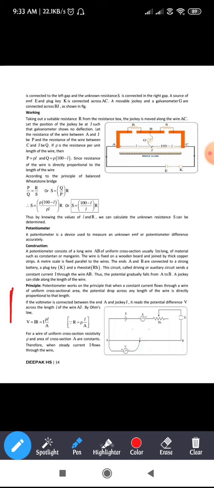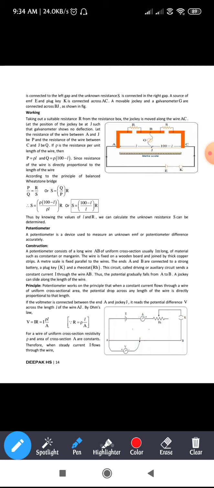So the principle of the potentiometer says that when a constant current flows through the circuit, the length of the wire is directly proportional to the potential difference across the wire. That means as you keep on increasing the length, as you move away from point A, the length increases, and as the length increases, the potential drop also increases. That can be recorded through the voltmeter that is here.